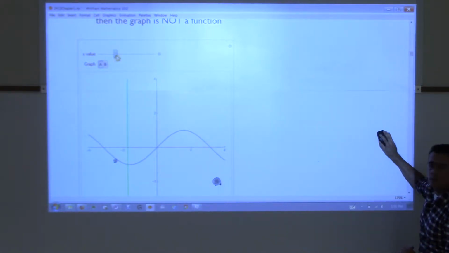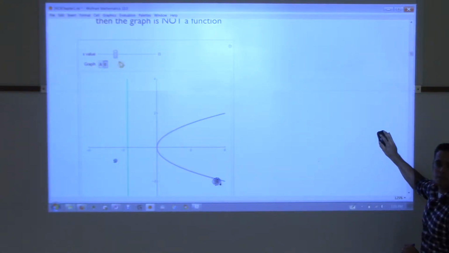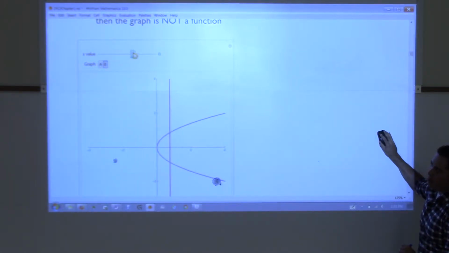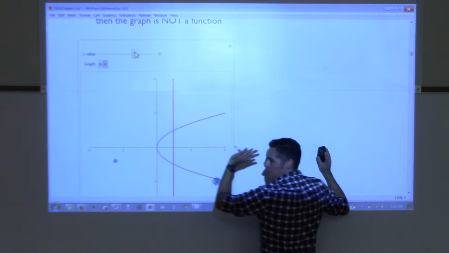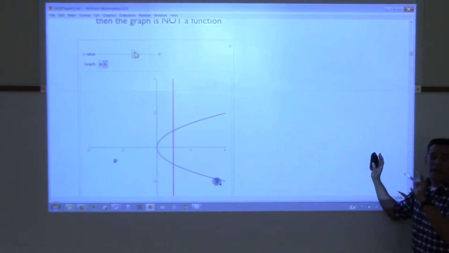Okay, now if I do a different function like this one, is that a function of x? That is not a function of x because, well, these vertical lines are fine, but as soon as I get over here, when I get there, I hit it twice. Vertically, I hit in two places. So if I hit more than one time, it's no longer a function of x.